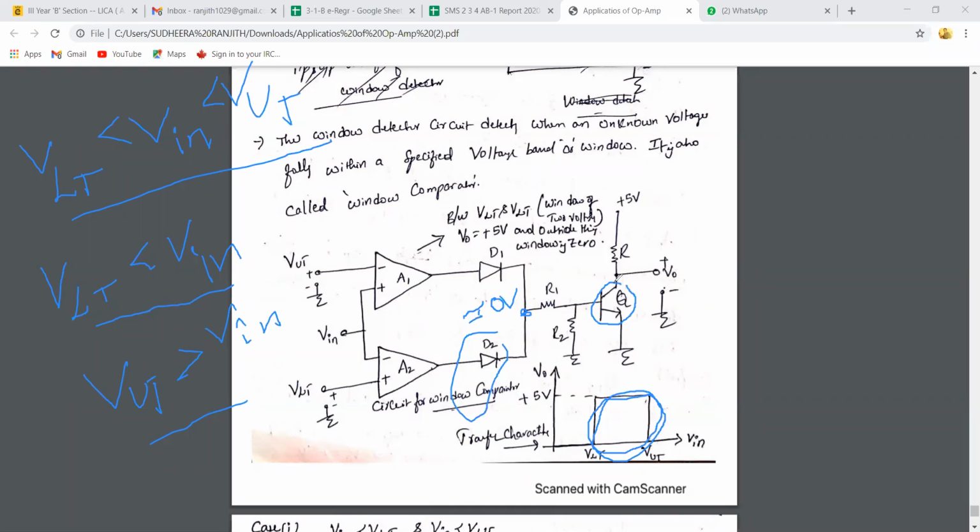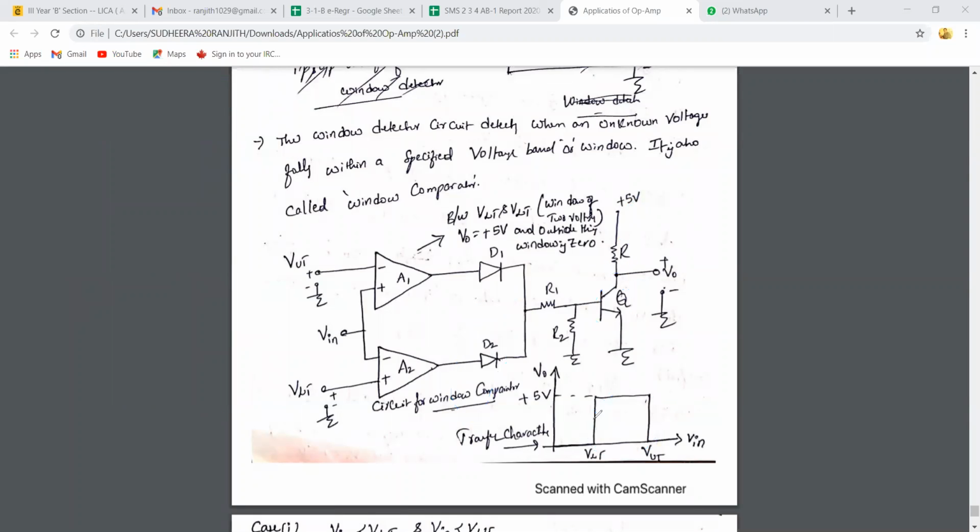Off state means there is no collector current, nothing but there is no drop across R. Then what about your V0? 5 volts. That's why in the third case you are getting 5 volts output.